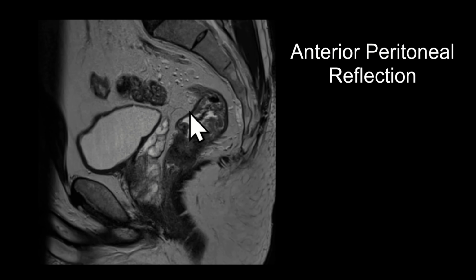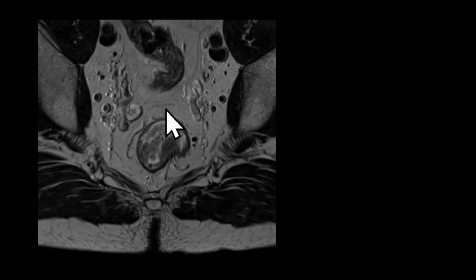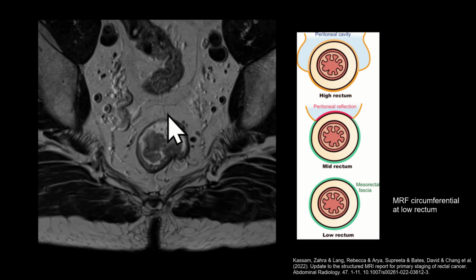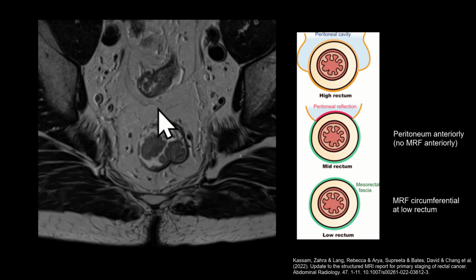We can also see it here on the sagittal images. In females, the position is more variable, but visible on sagittal T2 weighted images in the rectouterine space. So why is the anterior peritoneal reflection important? Well, at and above the anterior peritoneal reflection, the peritoneum is closely applied to the anterior wall of the rectum, so we don't consider there to be mesorectal fascia anteriorly here. This here is all peritoneum.